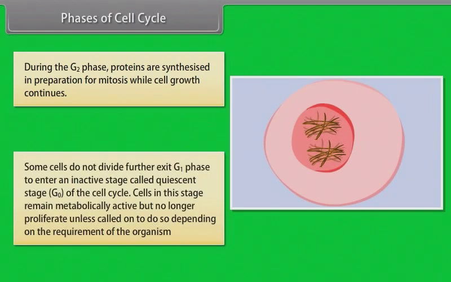Some cells that do not divide further exit G1 phase to enter an inactive stage called quiescent stage, G0, of the cell cycle. Cells in this stage remain metabolically active but no longer proliferate unless called on to do so depending on the requirement of the organism.